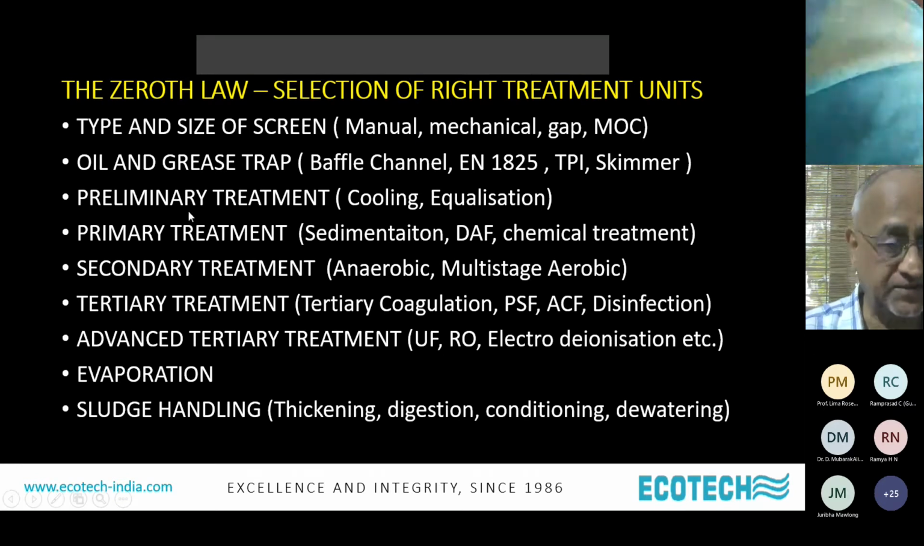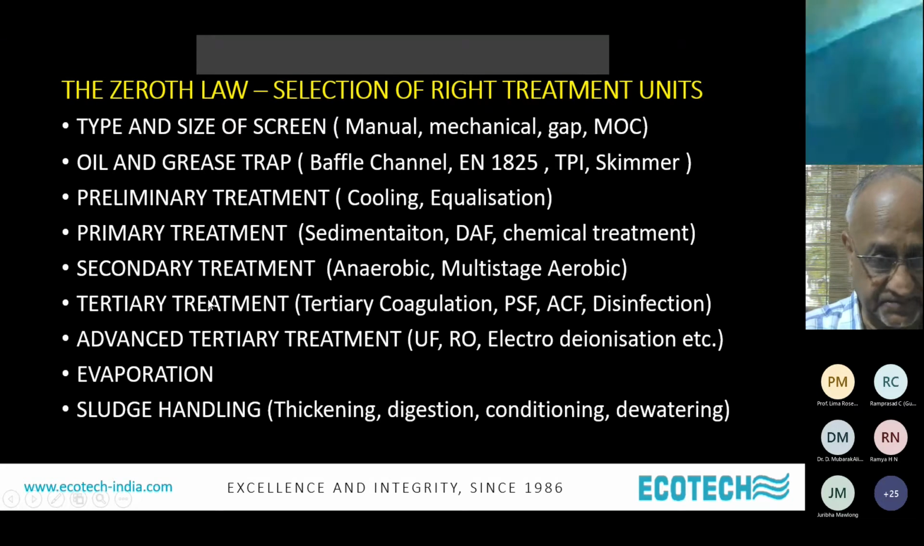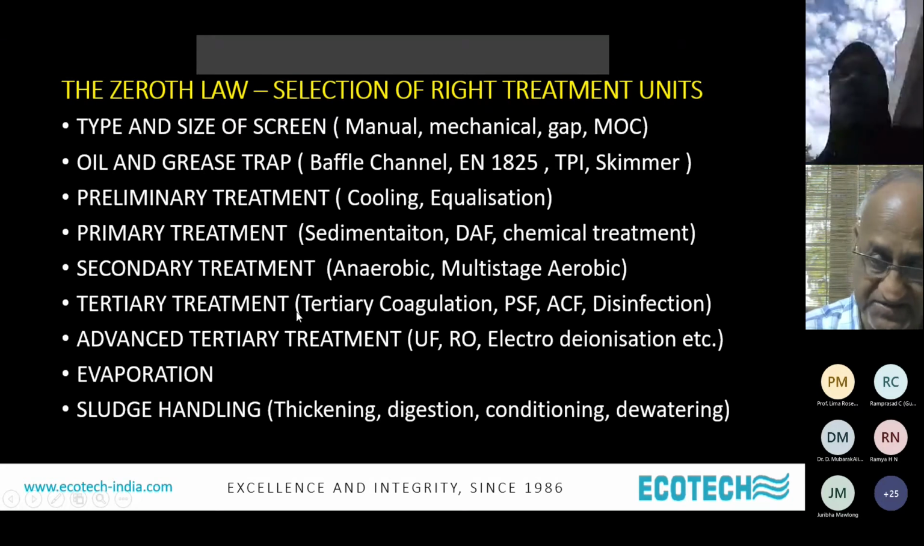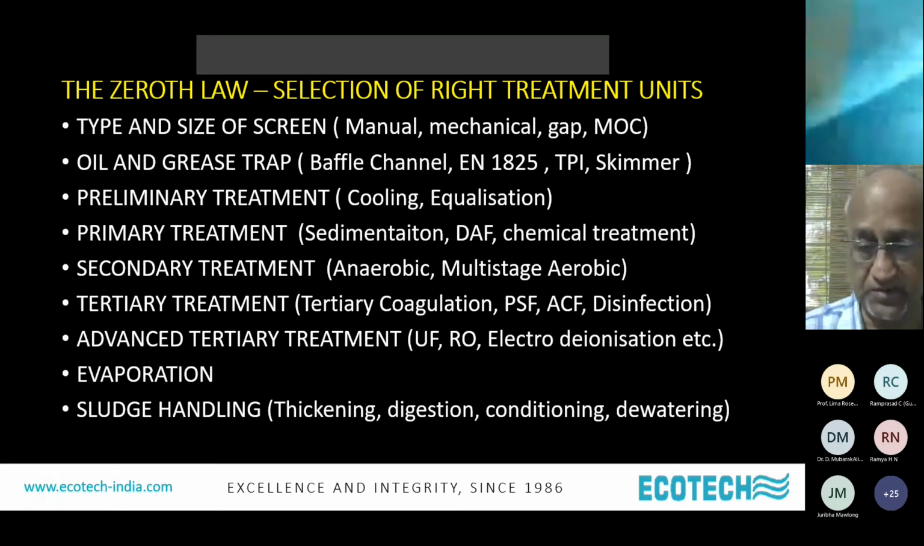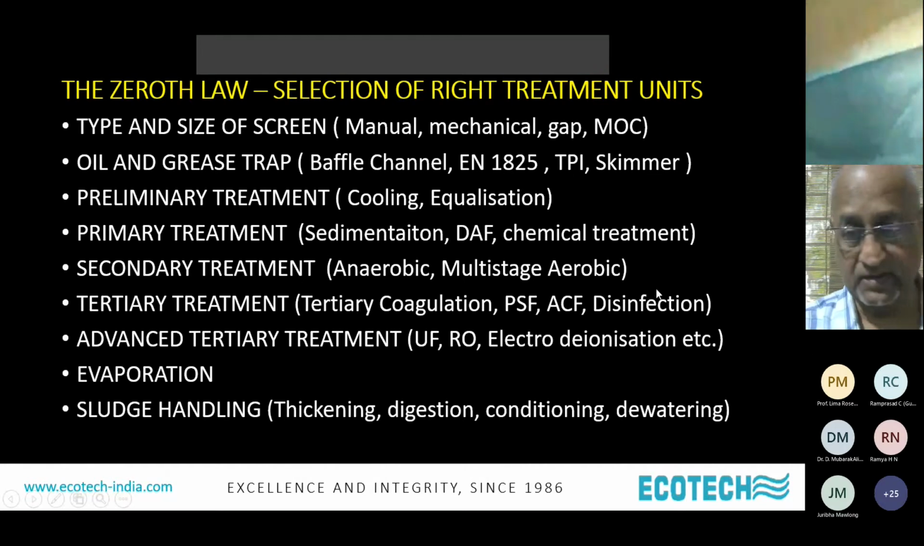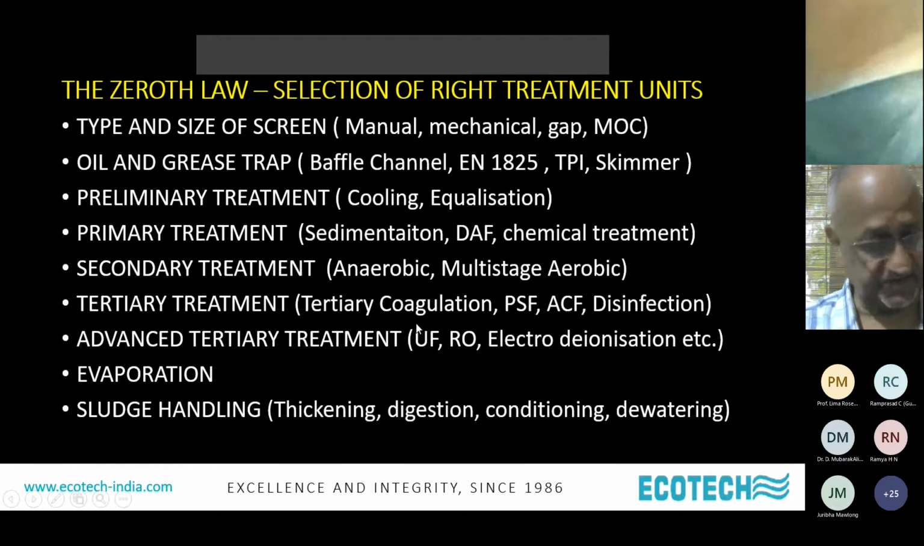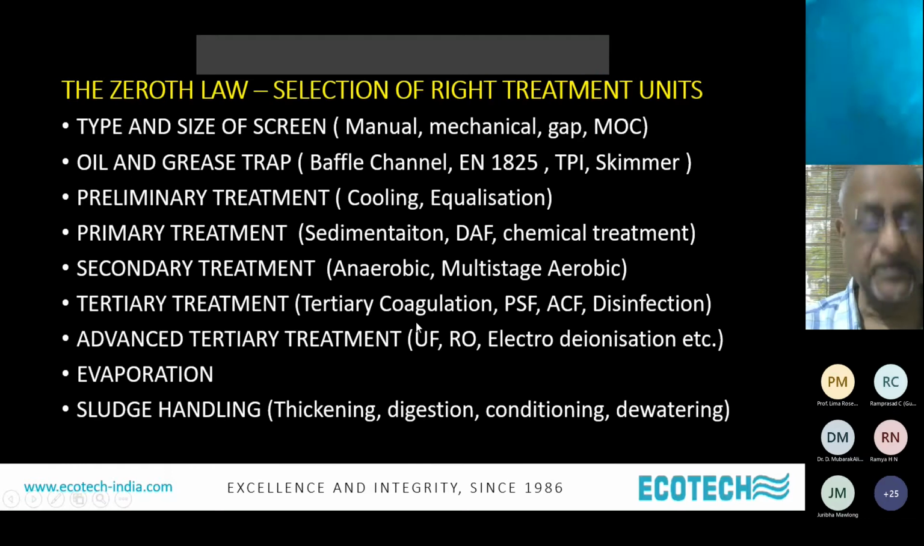Tertiary treatment. These are preliminary, primary treatment, secondary treatment, and tertiary treatment. In tertiary treatment, you could have another stage of tertiary coagulation, for instance, then the normal pressure sand filter, activated carbon filter, disinfection. These are the typically recognized tertiary treatment schemes typically used.